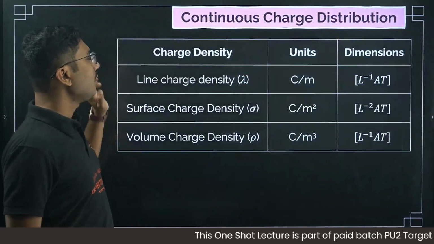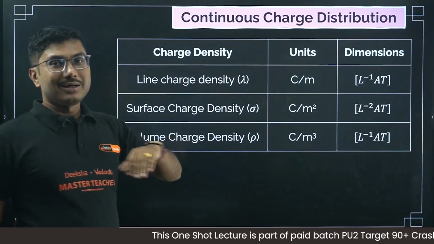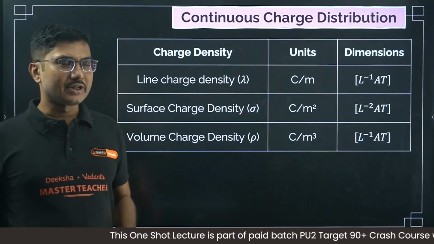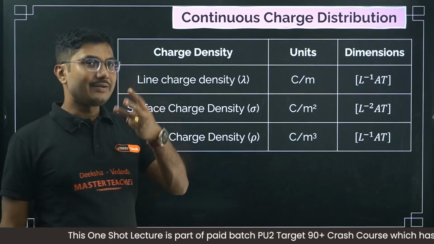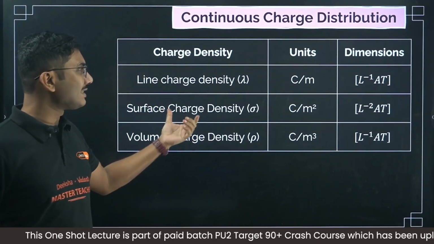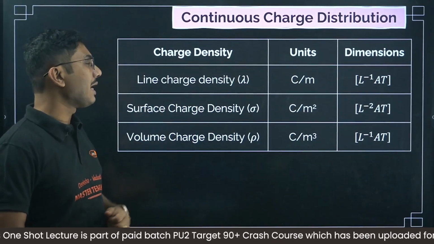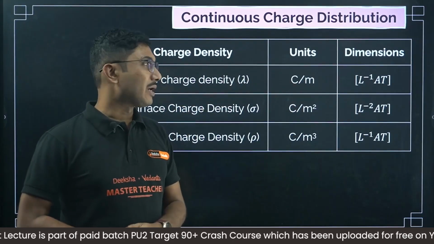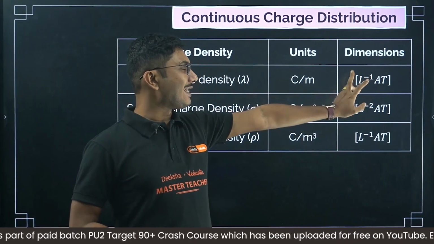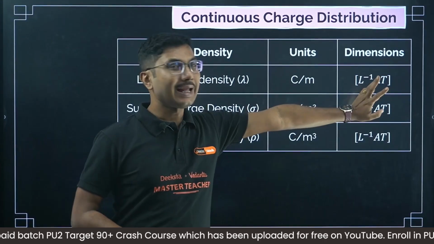Now let's move on. Now we will discuss three different charge densities. Line charge density is represented by the symbol lambda. Its unit is coulomb per meter, and its dimension is L to the power of -1 A T.